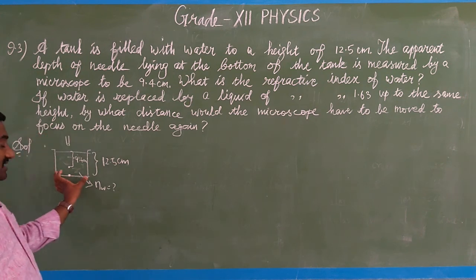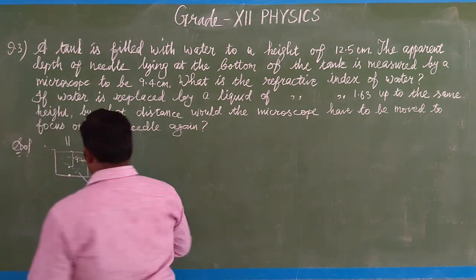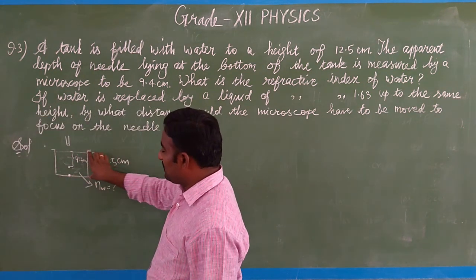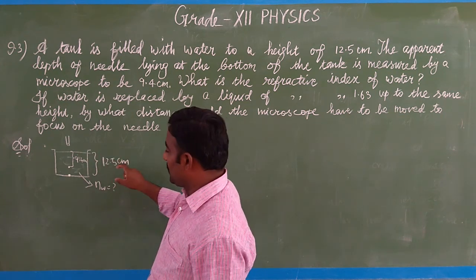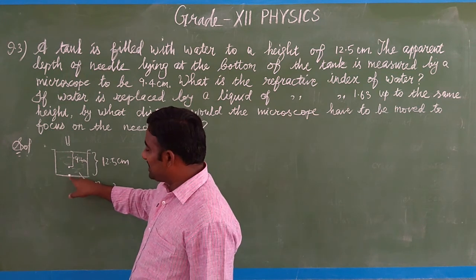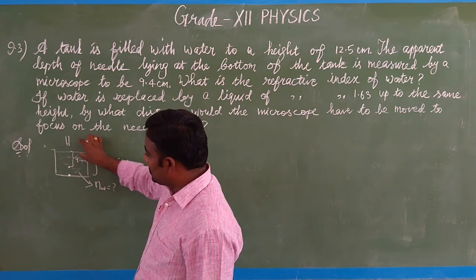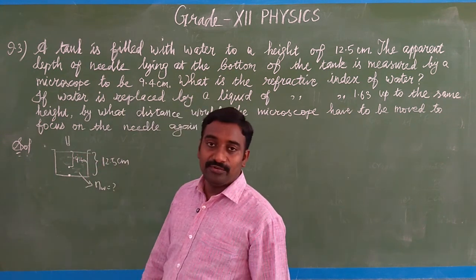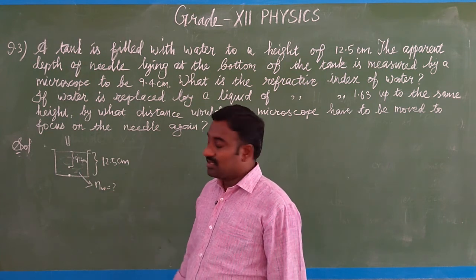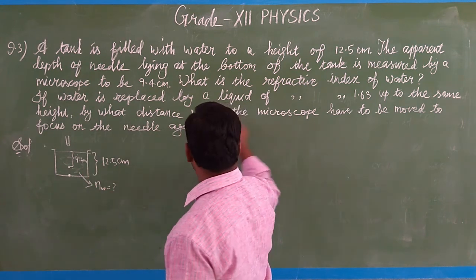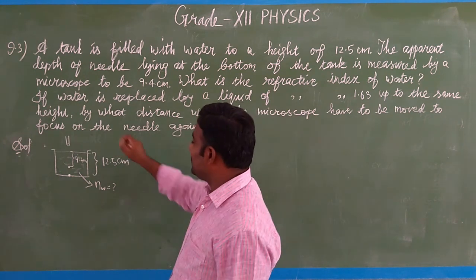To say it very simply, there is a water tank. Inside the water tank we placed a needle. Now the original depth of the water column in this water tank is 12.5 centimeter. Then the needle is placed at the bottom of the tank, which is viewed by a microscope. But the apparent depth measured by the microscope is 9.4 centimeter. Suppose you replace the water in the tank with another liquid to the same height, having the refractive index 1.63, what would be the adjustment of the needle again?